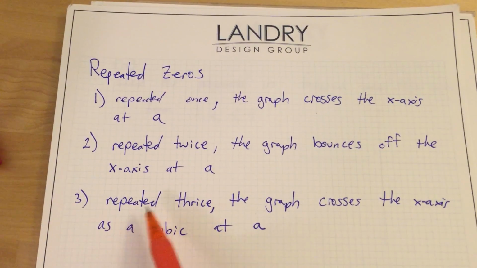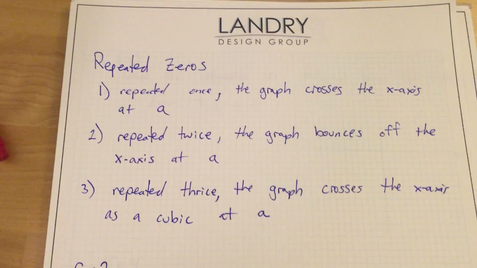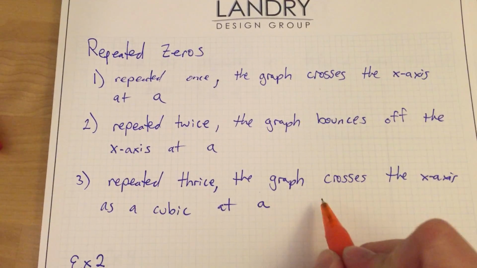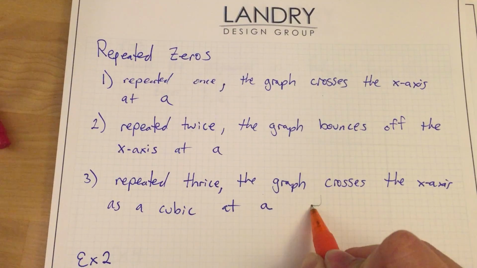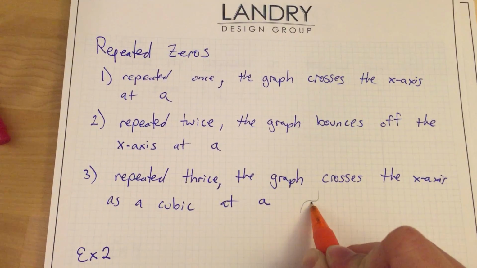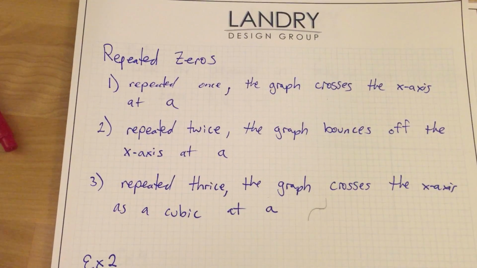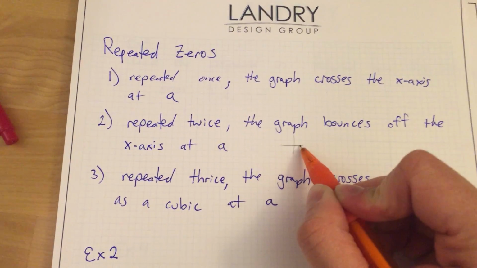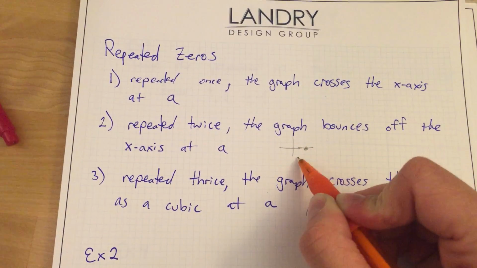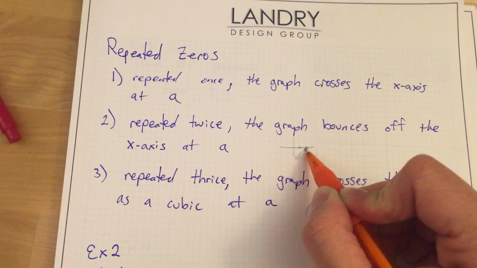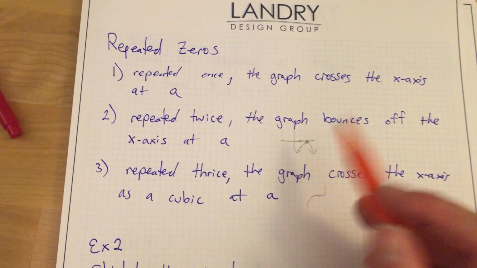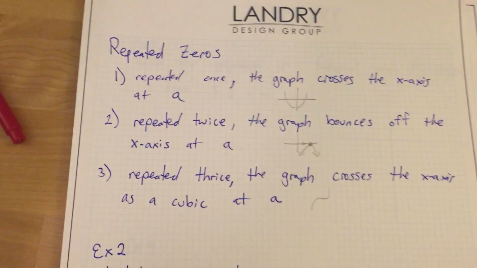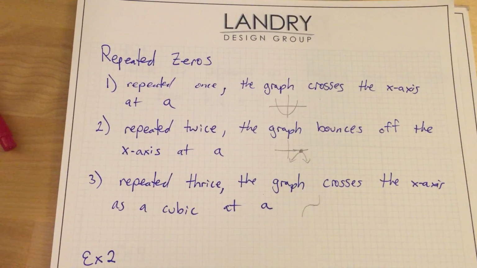And then if it's repeated thrice, right, fancy word for 3 times, what's going to happen is it's going to cross the x-axis as a cubic, right, and we want to make sure for our cubic that it does go cubic at that 0, right? I don't want to see the cubic above the 0 or below the 0, just like I don't want to see the bounce above that point or below that point. What's going to happen with the bounce is, here's your 0 and it's going to bounce right off. I want to see it on that point, right? Crossing it just normally, it's just going to go boom like that. And there's your normal cross, okay?